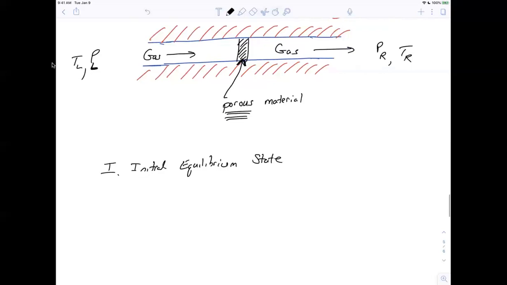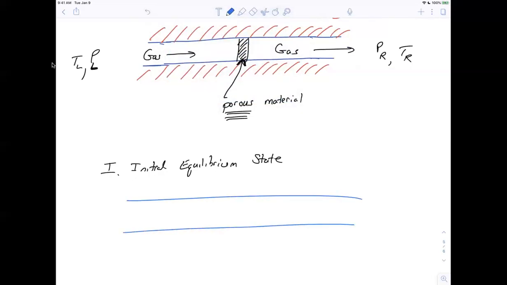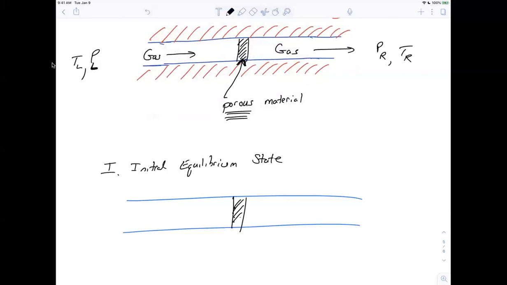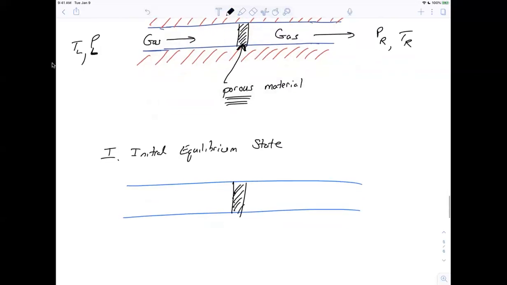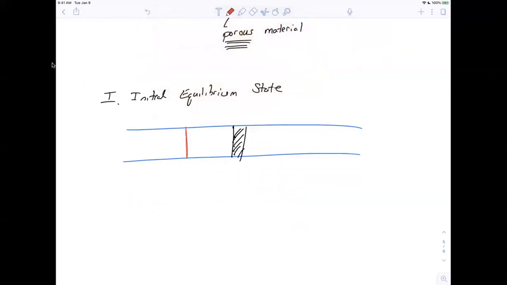So at the initial equilibrium state for our gas, here's the porous plug. It will start with the gas volume element on the left. Here it is. So this is our gas. It's at P left, and we have some V left. Now of course, this is P left. There's some pressure that's forcing the gas to move. And so this is a little volume element of interest.